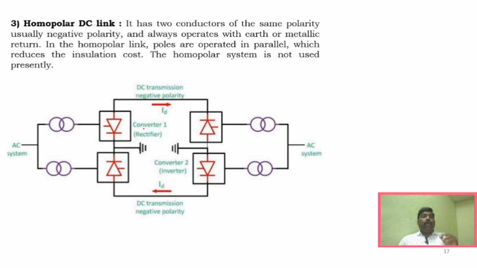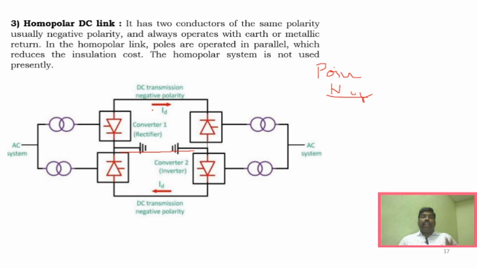And what is a homopolar DC link? When it comes to the homopolar DC link, even here you will have two conductors, but here the two conductors will be of the same polarity, right? It can be of positive polarity or it can be negative polarity. And even here the center of these converters will be grounded, right? It will be earthed, and it can even be a metallic return as well. But homopolar is not commonly used now. And even though we can use both positive and negative polarity, most commonly negative polarity is preferred, right?